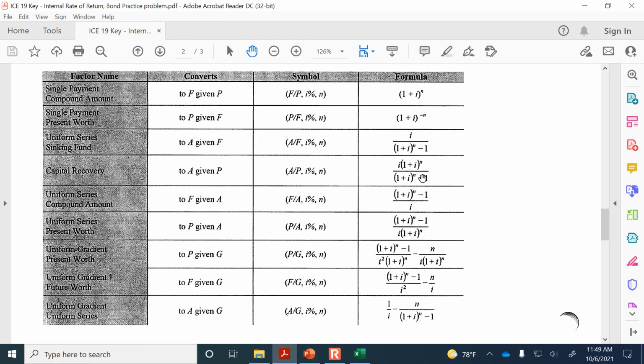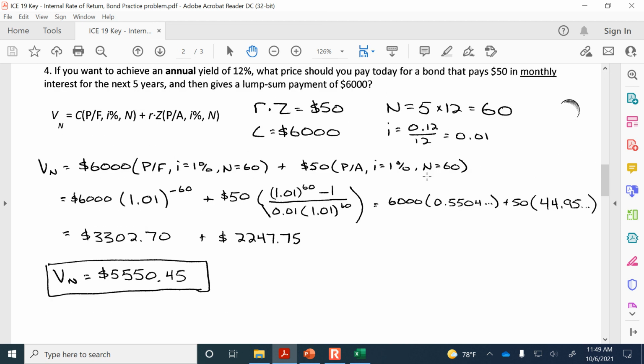All right, so let me pull up the answer here. Just because we're running out of time, of course, you can keep working, but that bond is worth $5,550.45 if we're trying to achieve an annual yield of 12%. By the way, that's the nominal yield. That's not the effective yield. Anybody else get that same value, 5,550? All right, nice work.